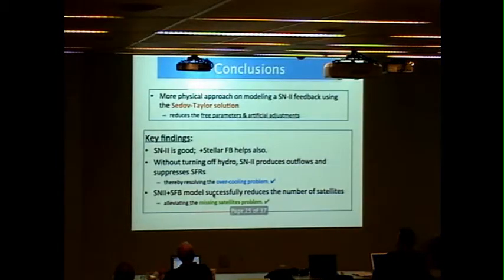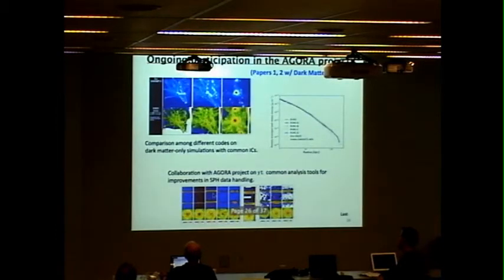Okay, so conclusions, first set. What we did is basically a more physical approach that allows us to do feedback more naturally on zoom-in scales, smaller scales, and reduces the free parameters and artificial adjustments, such as turning off hydro too much. SN2 seems to be good, plus stellar feedback does help, as people have found so far. Without turning off the hydro for too long a time, SN2 produces the outflows and suppresses star formation, so that will solve the overcooling problem, and the missing satellite problem seems to be also in a good direction. And we are also doing the same thing for the dark matter only runs. That was the hydro results, but we have participated in papers 1 and 2.